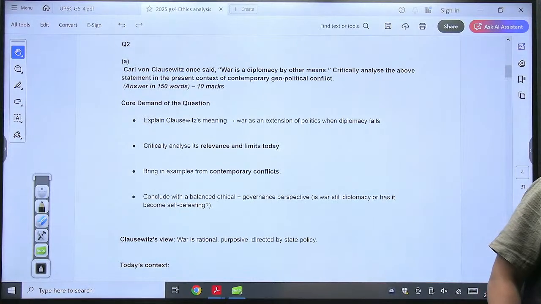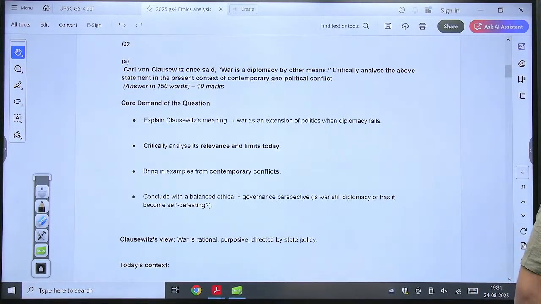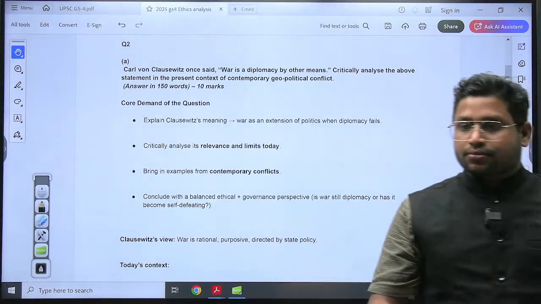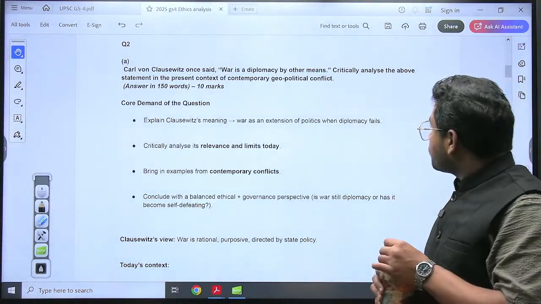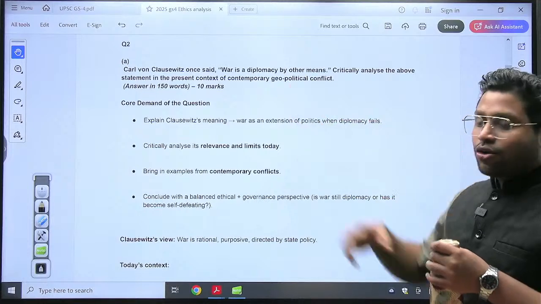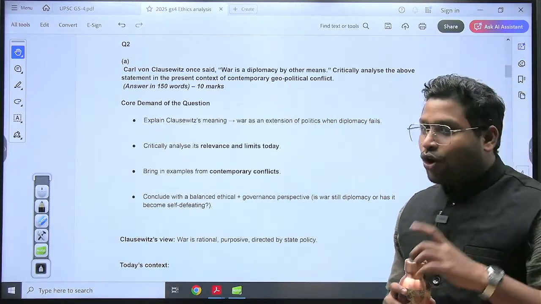Diplomacy means we have to be diplomatic in some reasons. If there is war is happened. Yeah, but they're not talking about diplomacy, they're talking about war. The statement is about war, not diplomacy.